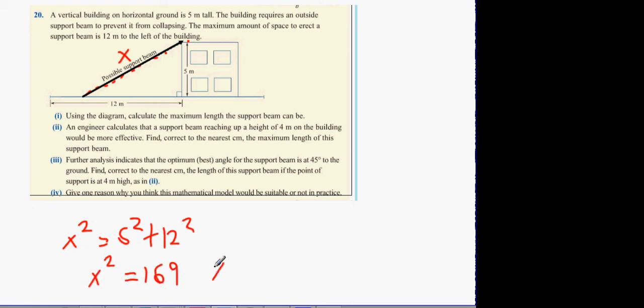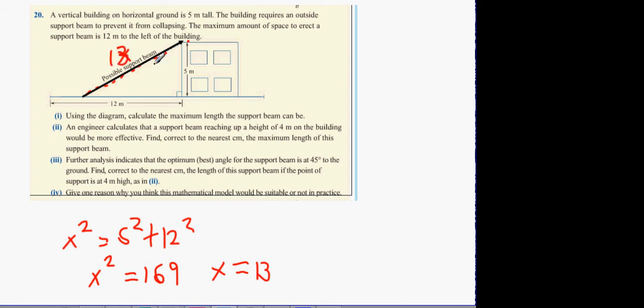So guys, if you set the support beam out here, that's at 12 meters. That is automatically its maximum length. If I set the support beam in here, it'll be at a much higher angle, but it won't be as long overall. So what we're looking to do is Pythagoras' theorem, find out what is the length, we call it x. X squared equals 5 squared plus 12 squared. X squared equals 169. X equals 13. It's a length of 13.